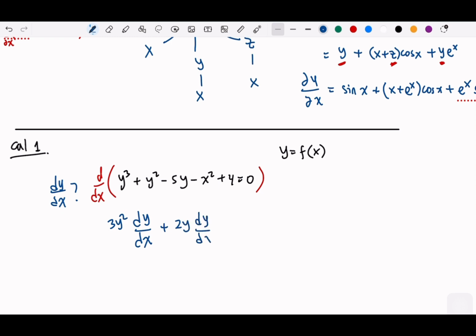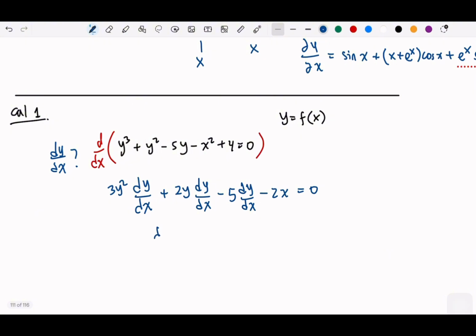So let me write this first. We can collect everything, and I will move it here, and this will be 3y squared plus 2y minus 5, right? If we factorize everything with dy dx.